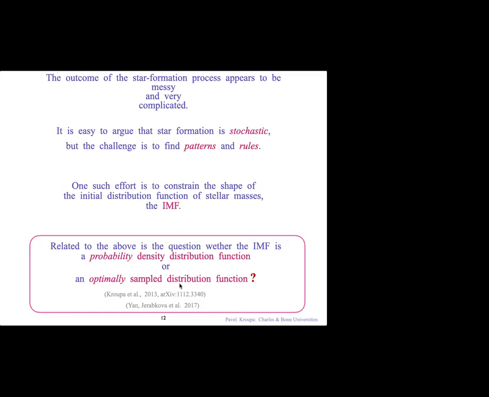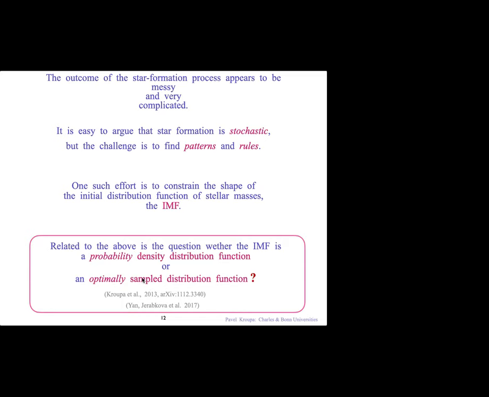So there is another way of sampling the distribution function, which we refer to as optimally sampling a distribution function, which means that there's no randomness whatsoever. So if you make a star cluster with n stars, according to this, there is no Poisson uncertainty. So this here is full Poisson uncertainty per mass bin. Here there's zero Poisson uncertainty. Okay, so these two extremes we can formulate mathematically.